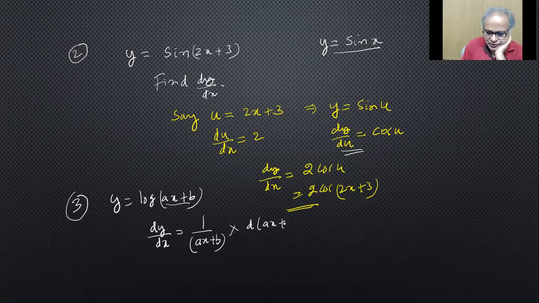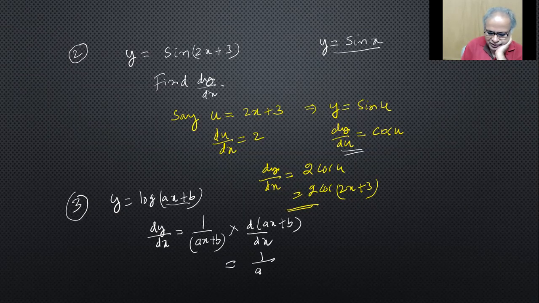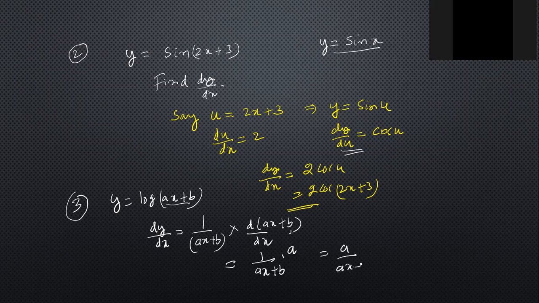Even this step is not required for you to understand. I am writing too many steps. 1 by ax plus b into ax plus b's derivative. b's derivative is 0, that's a constant. ax's derivative is a, since x's derivative is 1. So the answer is a by (ax plus b).